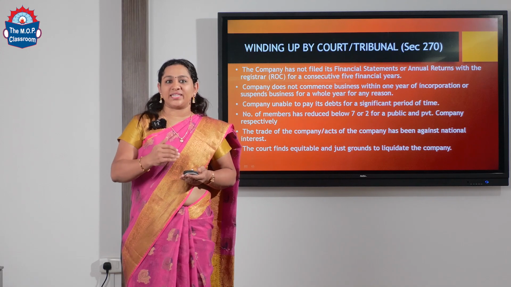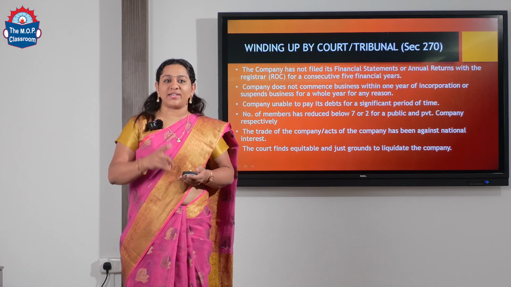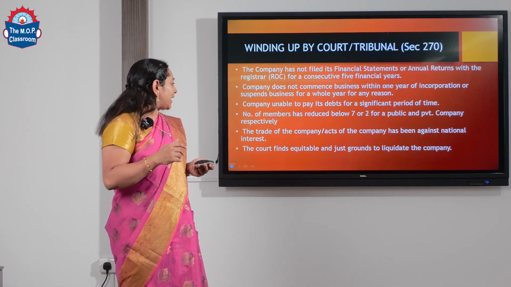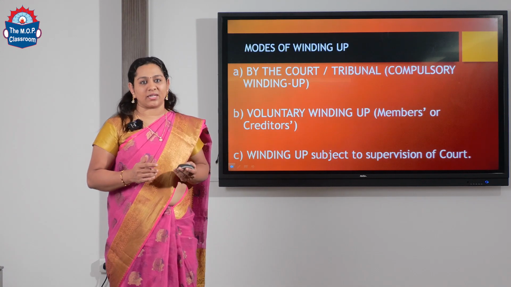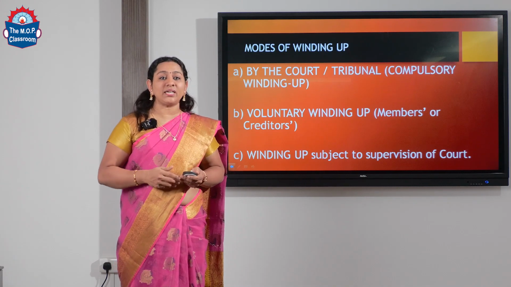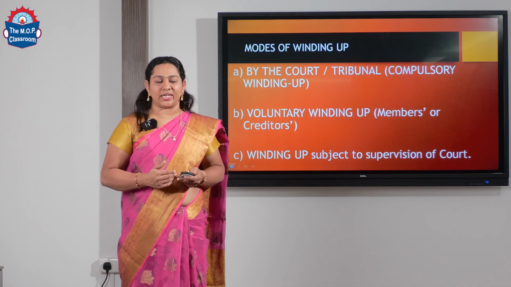So, for any activity that the company carries on against national interest, the court shall order a mandatory winding up of such an entity. Or lastly, the court finds any other equitable and just grounds to liquidate the company. These are the situations where the court itself shall order the winding up of a company. Coming to the second mode, voluntary winding up.